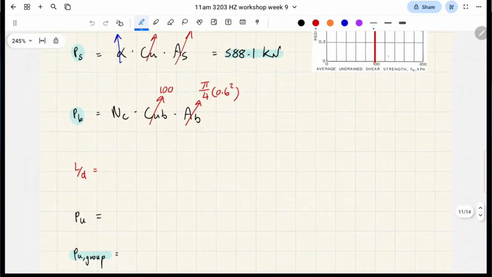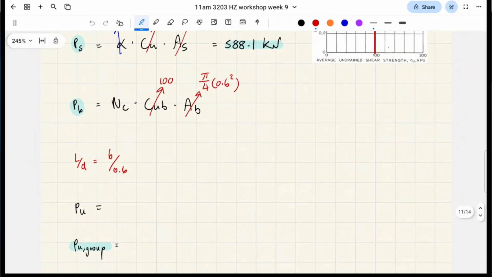So NC, again, depends on the slenderness ratio. So we have 6 over 0.6 here, right? Because the length of the entire pile is 6, diameter is 0.6. That gives us 10. 10 is greater than 4. That's all good. So NC is 9. Again, that's the normal case. I'm going to chuck in 9 here.